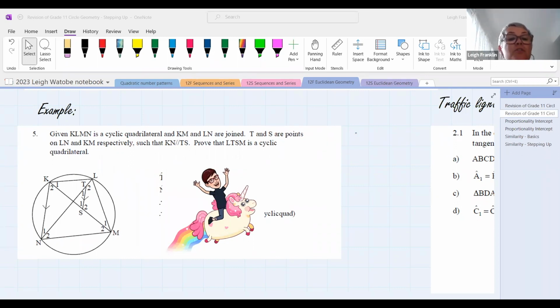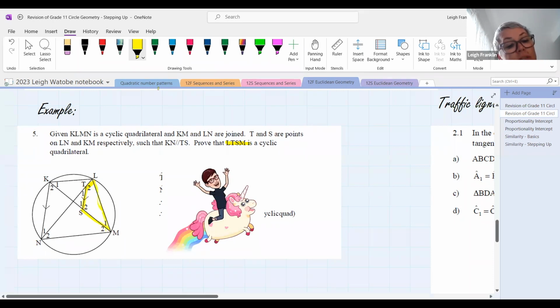So the first thing that you want to do is go and highlight the quad that they are talking about, LTSM. See, there's a line, there's another line, there's another line, and there we go. Can you see that LTSM does not have a circle drawn around it? So if we want to prove it's cyclic, we're proving that it's possible to draw a circle through points L, T, S, and M. That's what we're proving.